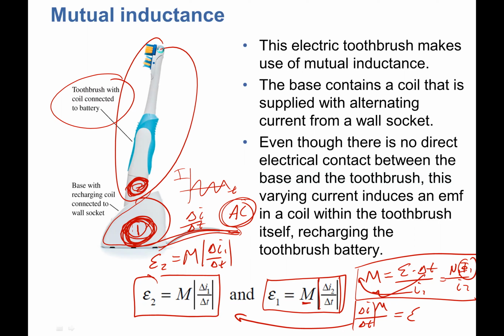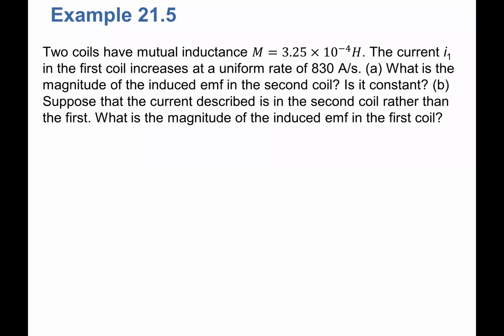All right, so let's look at one example over here. You have two coils with a mutual inductance of 3.25 times 10 to the negative 4 Henry. The current I1 in the first coil decreases at a uniform rate of 830 amps per second. Okay, so let's see what we have. We're given the mutual inductance, 3.25 times 10 to the negative 4 Henry, and we're given that the current is changing at that rate.